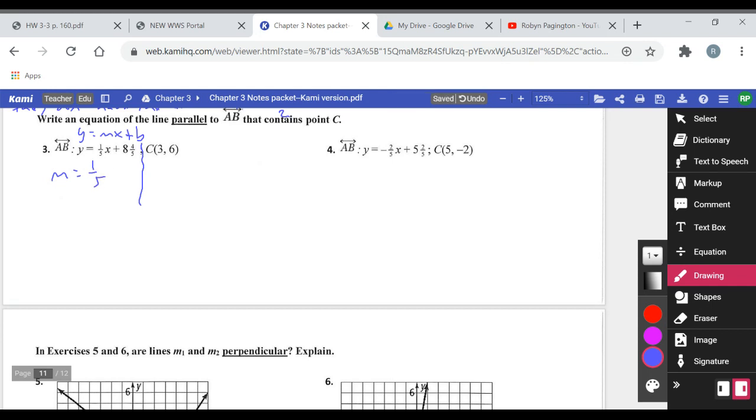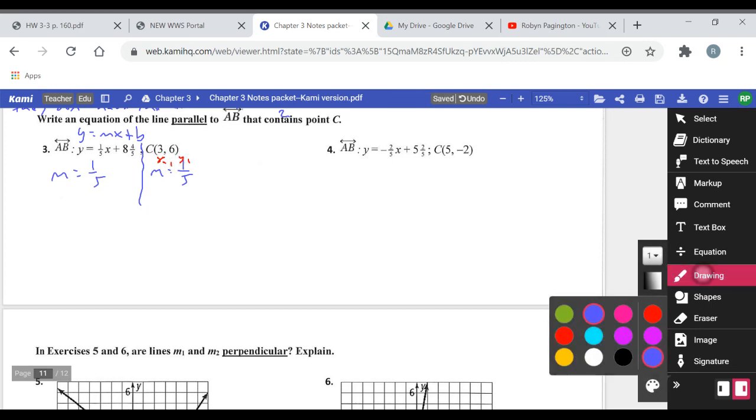So if the 2 lines are parallel, then the slope over here on the right of this line has to also be 1/5 because we just said parallel lines have the same slope. So now I know the slope of this line on the right, and I know that it goes through the point 3,6. And so now I could just plug that into my point slope formula if I want to. Here's my x1. I can label this x1, y1.